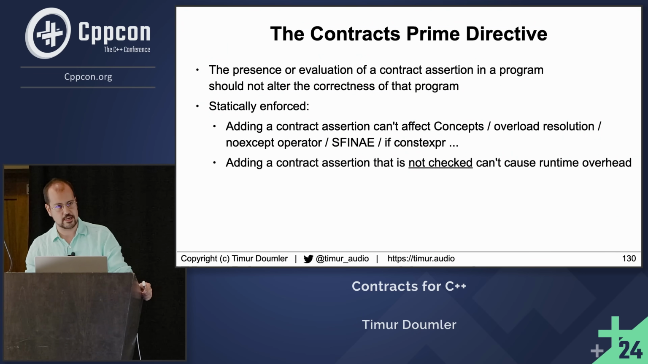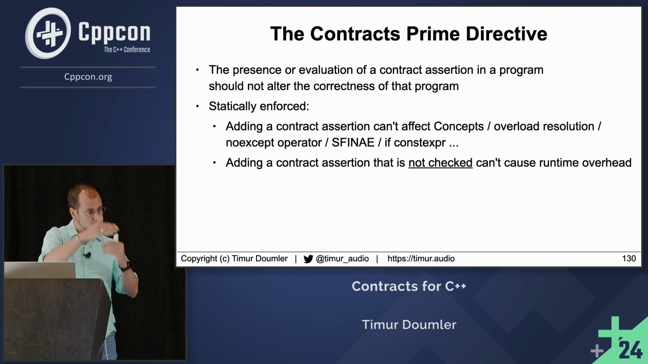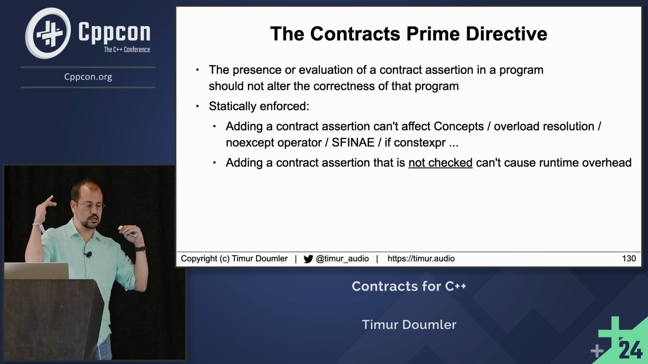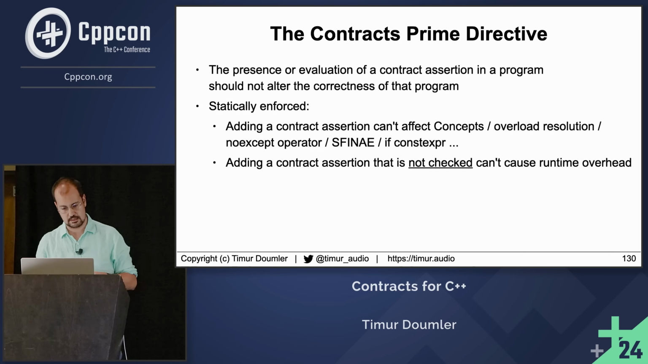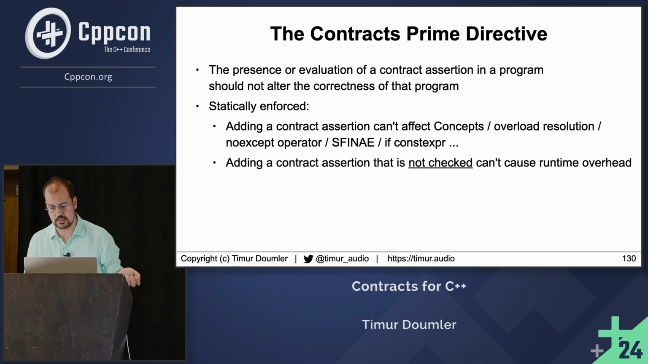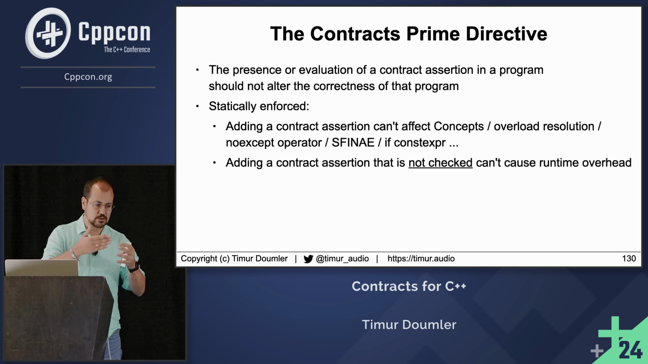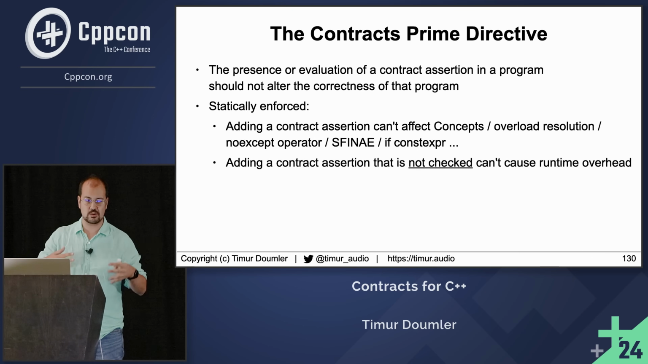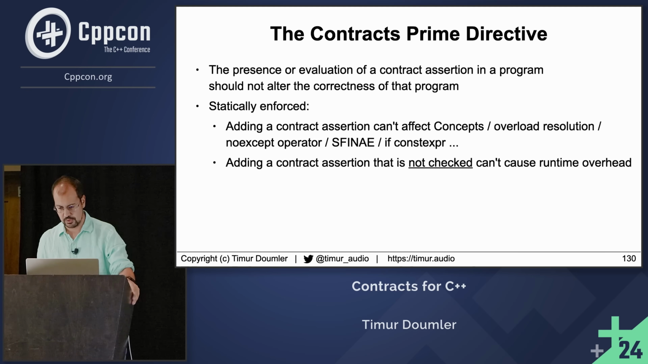So we specify it in a way that if you add pre and post to a function that you already have, that's not going to change overload resolution. It's not going to change concepts. You can't SFINAE on that. It's not going to modify what your program does. And also, if you don't check the assertion, it's not going to do any extra stuff. It's only going to do extra stuff if you actually turn it on. So if you just add pre and post and contract assert to your code, it's not going to modify the program in ways other than checking the predicate.